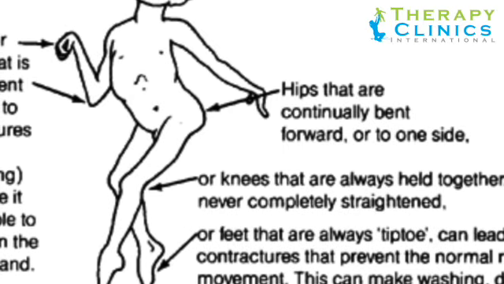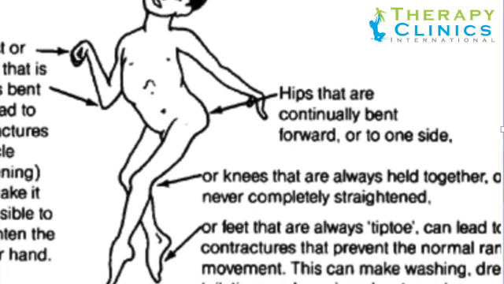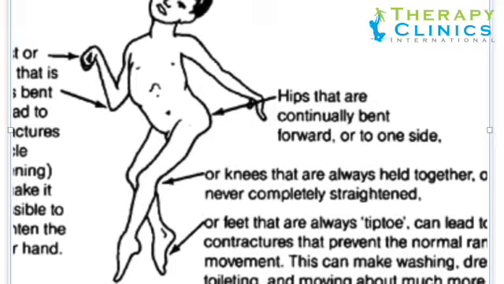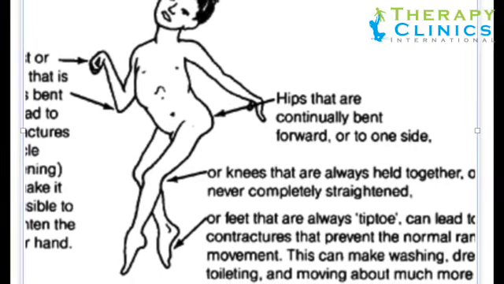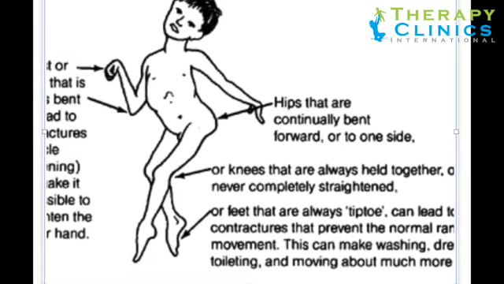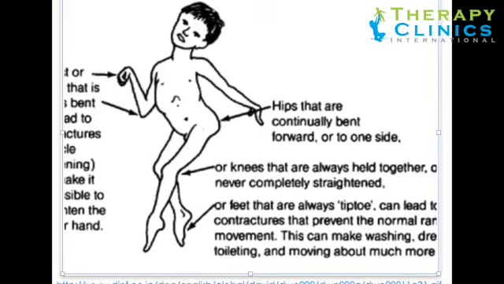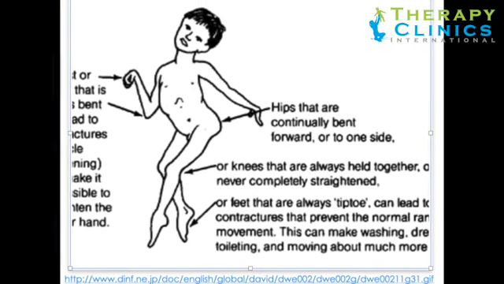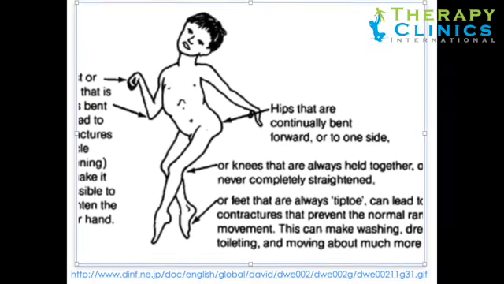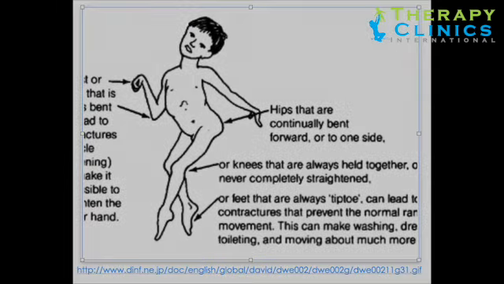Let's go. This is the typical presentation of a child with cerebral palsy. You can see he has contractures at the wrists, his hips are bent forward to one side, his knees are held tightly together and he cannot fully straighten them, and the feet point down with contractures. We call this type of leg positioning scissoring because they cross and are hard to open. This can make bathing, dressing, toileting, and moving extremely difficult.